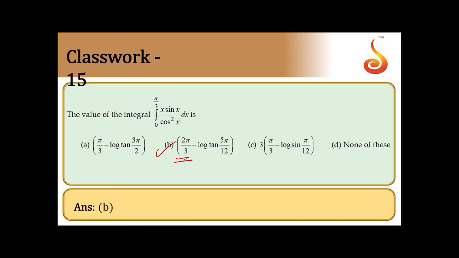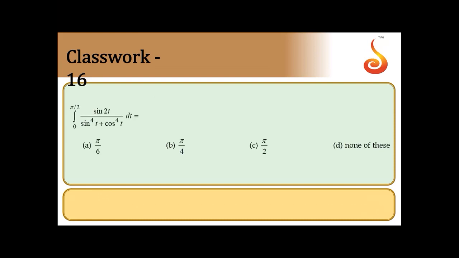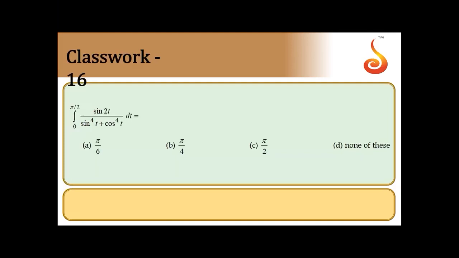B option is the answer. Coming to the next one, integral 0 to pi by 2 of sin 2x divided by sin power 4x plus cos power 4x. How do you proceed? Sine 2x is the derivative of cos 2x, so why can't I express the denominator in terms of cos square? Of course, we have done a similar kind of problem. I think it is pi by 4. Okay, let us check that.